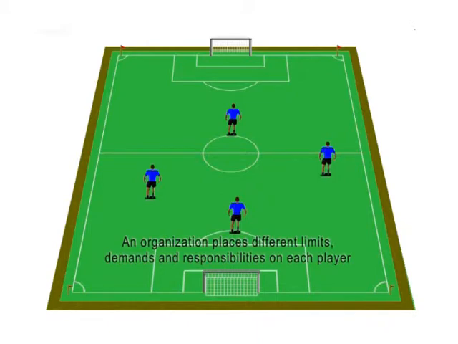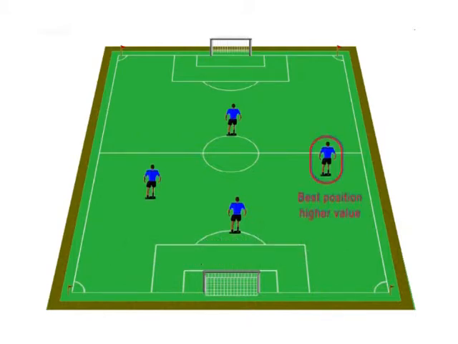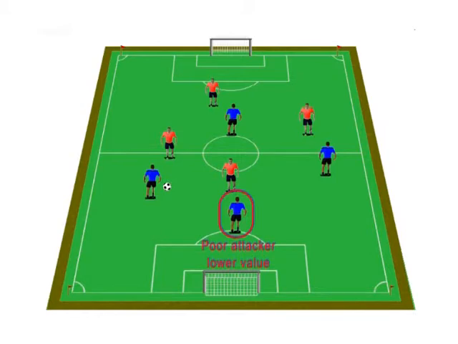Now, organize them for 4v4. The structure will suit some more than others and influence their value relationship. Some will rise, some fall, some will stay the same. We've already looked at ball possession and what that means in terms of a player's task. A player's value can rise or fall dramatically with this change in their job description.